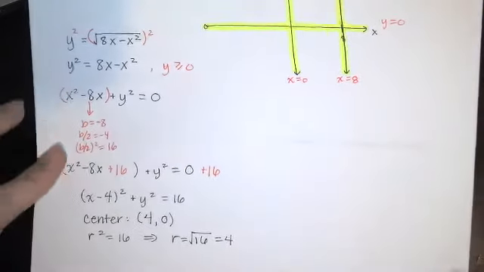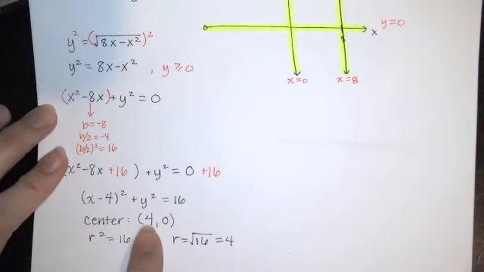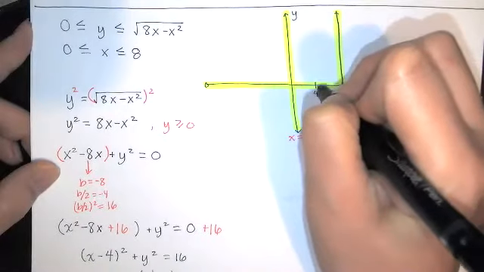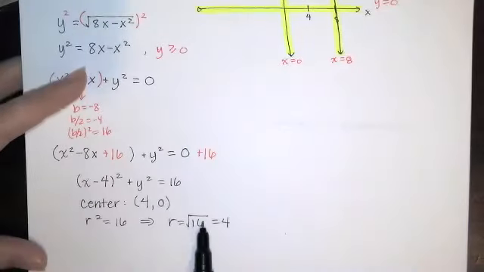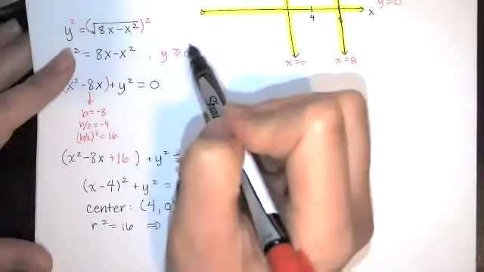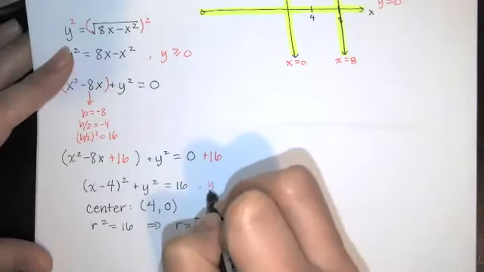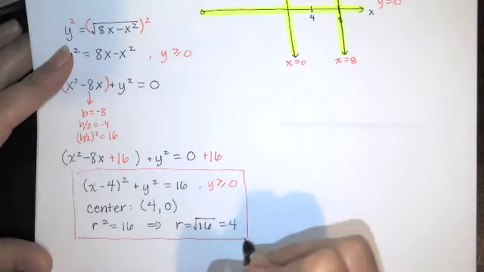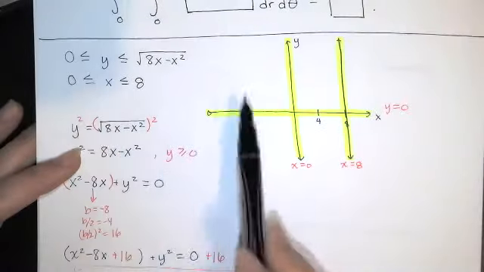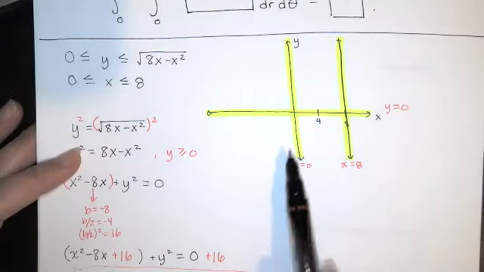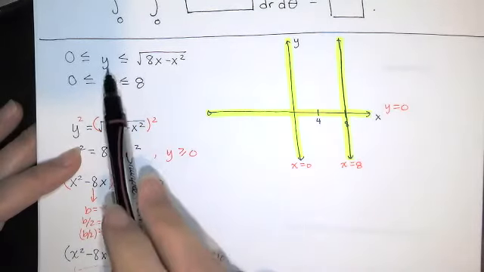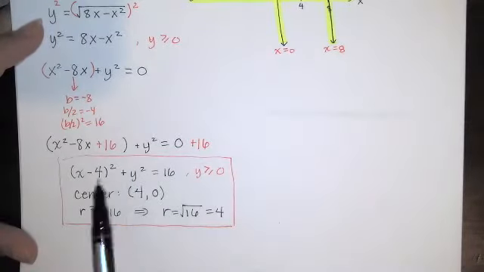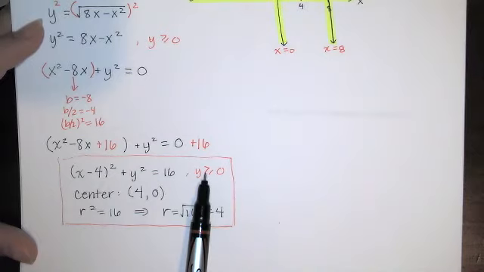So what we've got is a circle centered at x equals 4, y equals 0. So that's right here. And it has a radius of 4. Now don't forget this. That's our fourth curve there. We graphed y equals 0, x equals 0, x equals 8, and now we want to graph y equals this square root. Well, that square root is this. It's equivalent to this with y greater than or equal to 0.